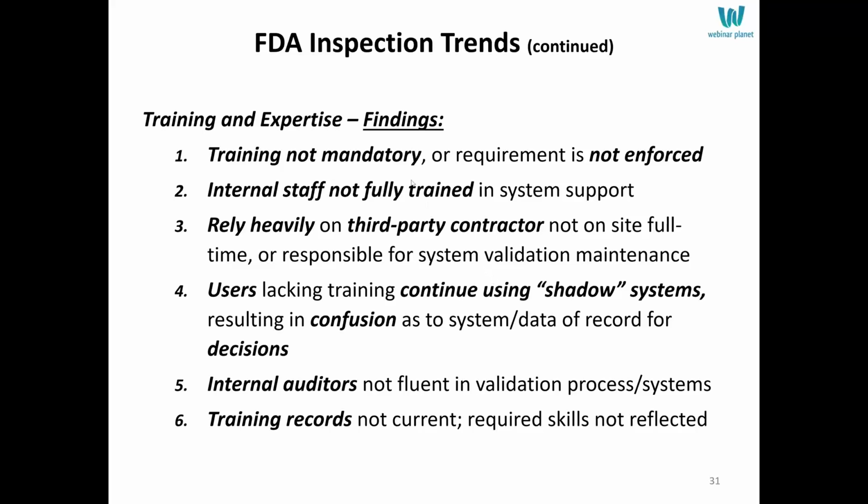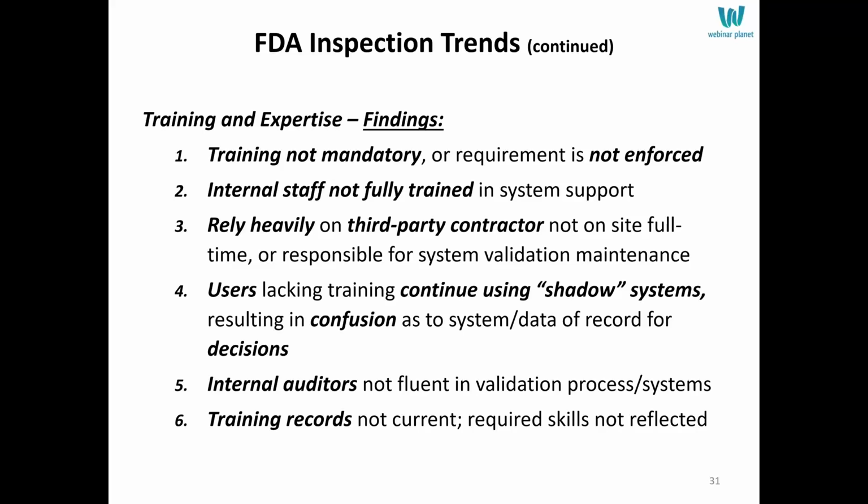With training and expertise, not making training mandatory or enforcing that. Internal staff not fully trained in supporting the system in a validated state throughout its life. That's the technical people responsible for the system. If it's a vendor, it's the point of contact at your company who works with the vendor and holds them accountable. People may rely heavily on a third-party contractor or someone who is not on site to be responsible for system validation maintenance and not vet those people or know whether or not they're adequately trained.